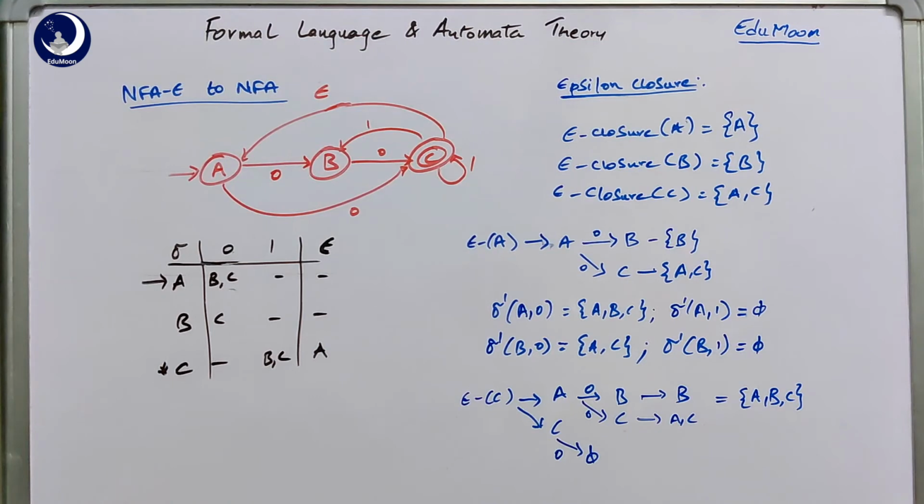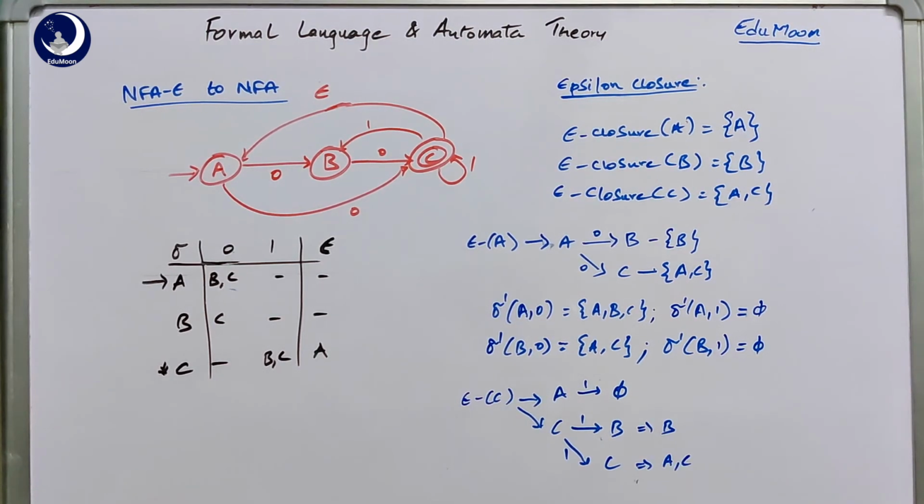Similarly, when we find C on 1, the epsilon closure of C is A and C. This time A on 1 gives you φ, but C on 1 gets B and C. So when we write the epsilon closure of B and C, again we get B and A comma C. So total it will be A comma B comma C, the set.